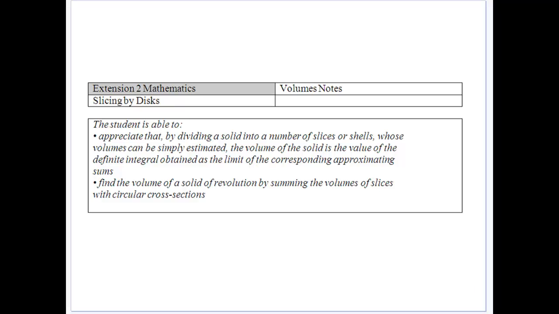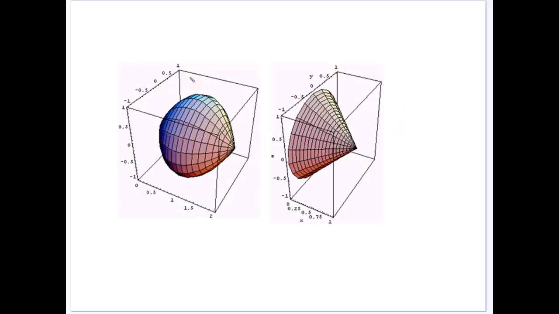Now, our work in Extension 2 on volumes follows on from what we did in 2 unit on volumes. The first part follows on exactly from what we did there with volumes by slicing. The idea is that when we take a curve or an area and rotate it around an axis, we can slice through it and get a cylindrical disc from it.